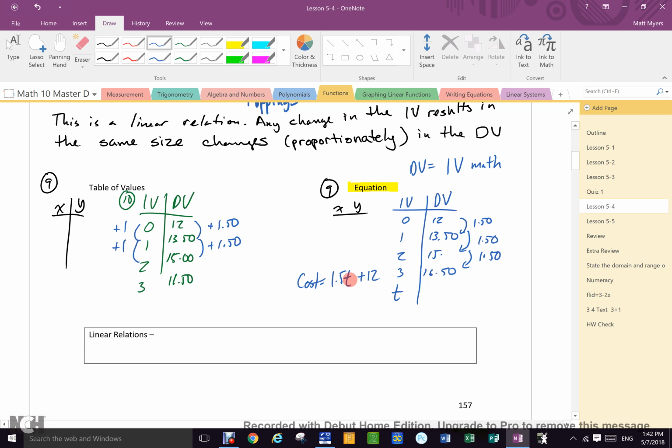I would write 1 there. What's 1.5 times 1? 1.5 plus 12 is 13.50, are we right? Excellent. What's 1.5 times 2? 3. Plus 12? 15, are we right?